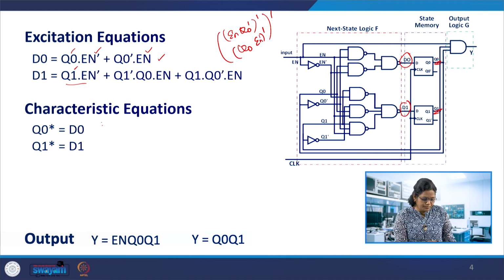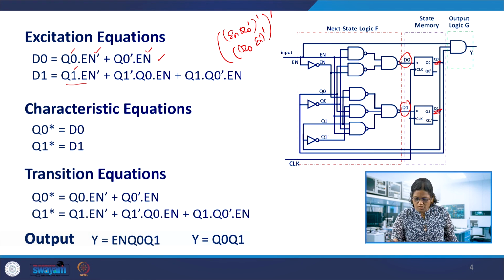We can also get it from the functional table of the flip-flop. For a T flip-flop this characteristic equation would differ, and for JK as well; the characteristic equation depends on the flip-flop. So these are the first two steps. After obtaining Q0 star and Q1 star, we go to the transition equation. Here we know Q0 star and Q1 star, and D0 and D1 are obtained. So D0 from this expression is substituted over here, and that is what we get: the transition equation.